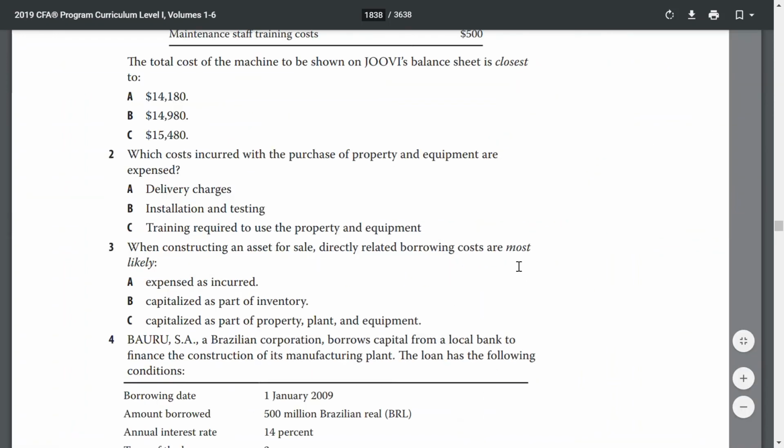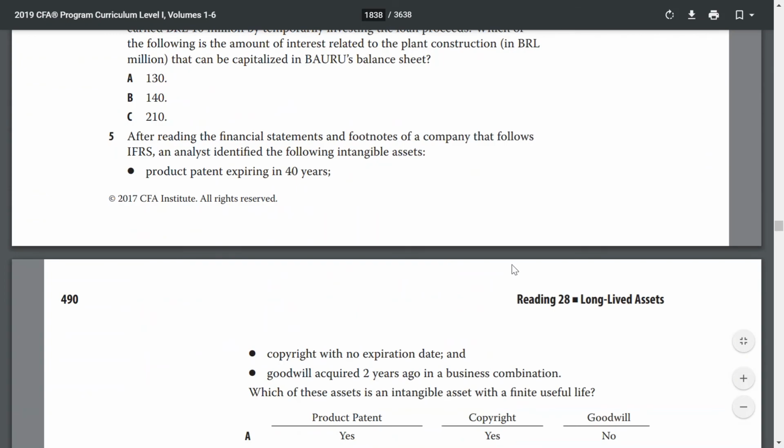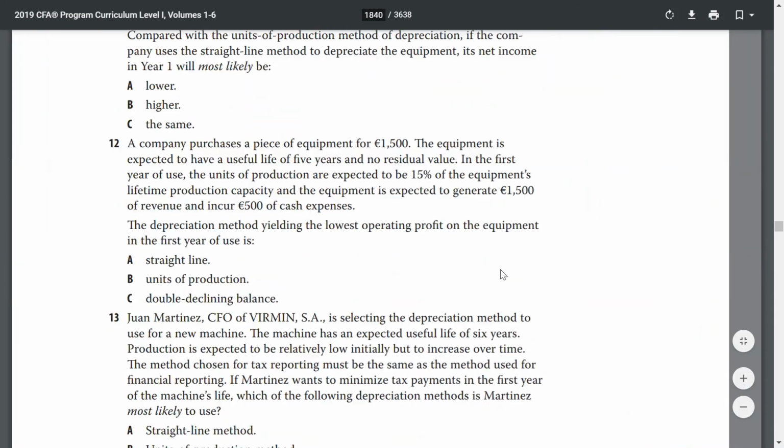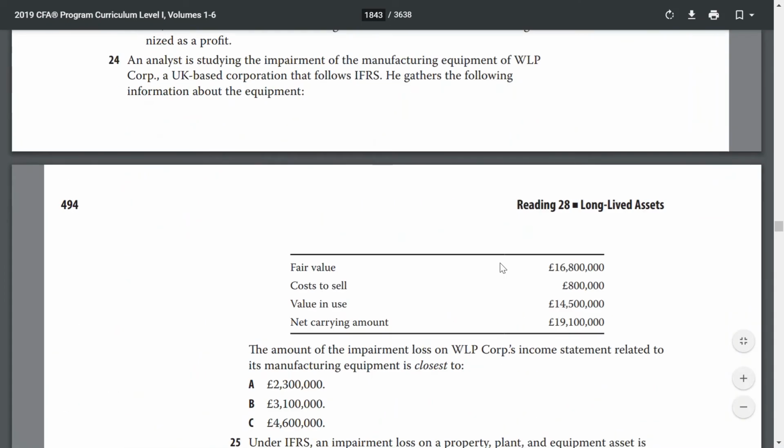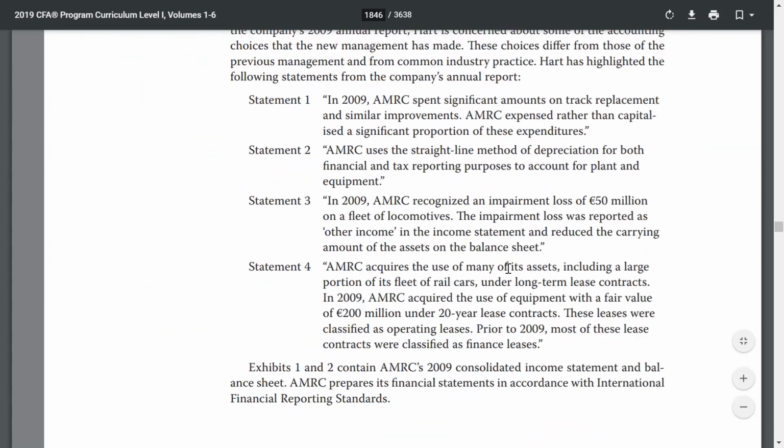Okay, so this is reading 28, I believe. So we have finished reading 28. We will now go into our next reading in our next video.